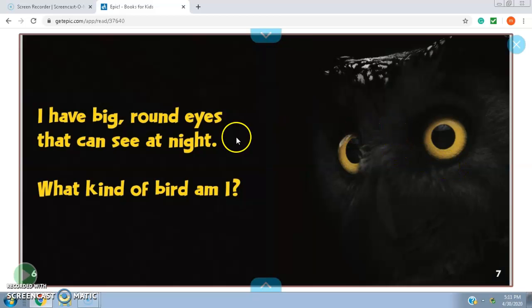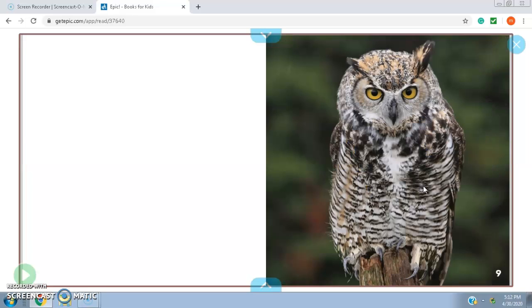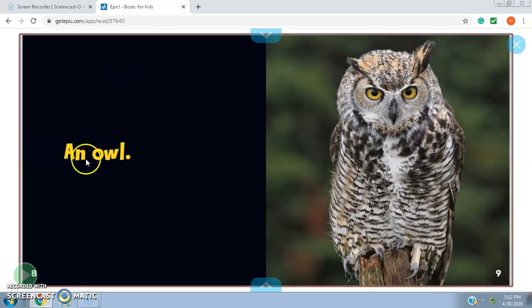I have big round eyes that can see at night. What kind of bird am I? I'll give you 2 seconds. Start now. Okay, so I think this is an owl. Do you think that? Okay, let's see if I'm right or wrong. An owl! She said something else like a bird. That's okay. We're learning.